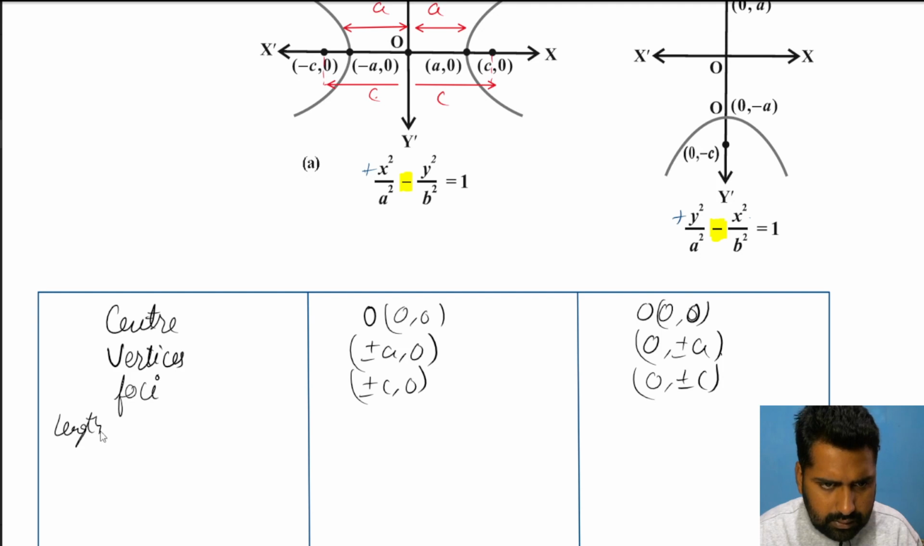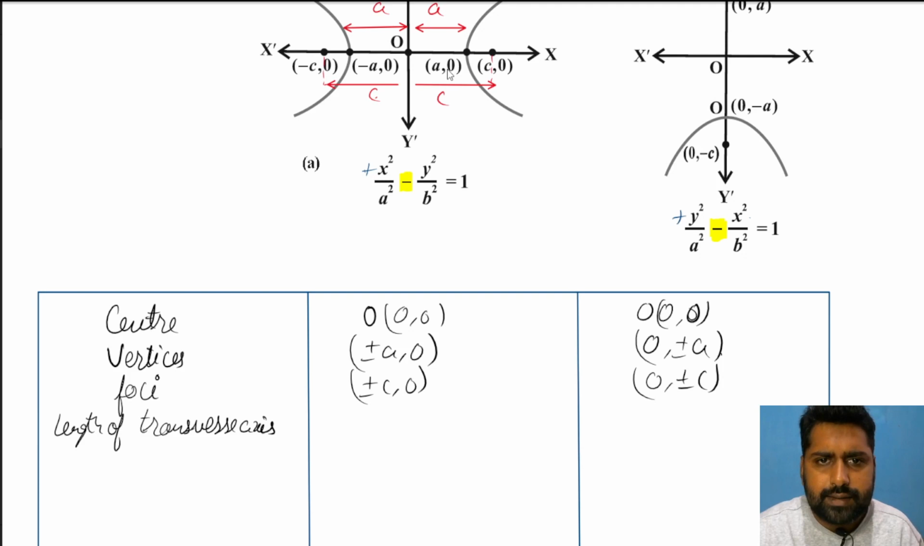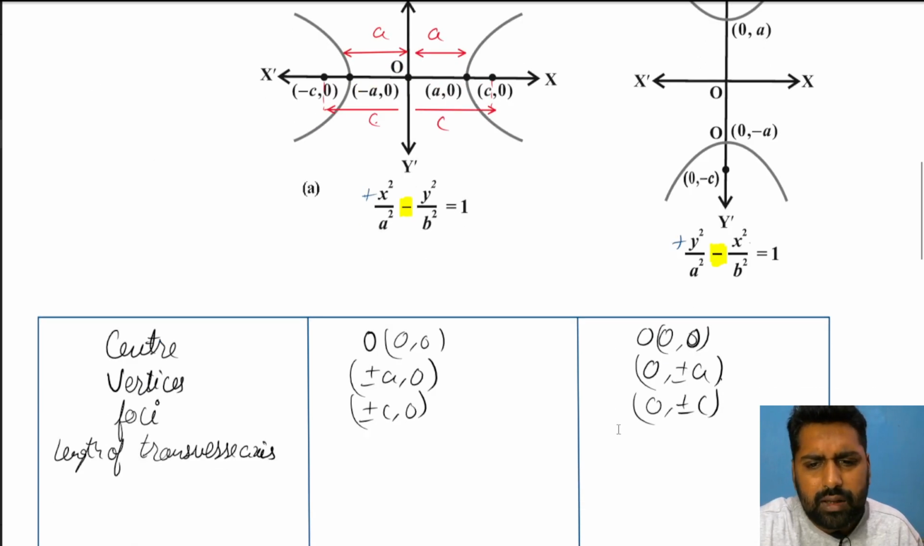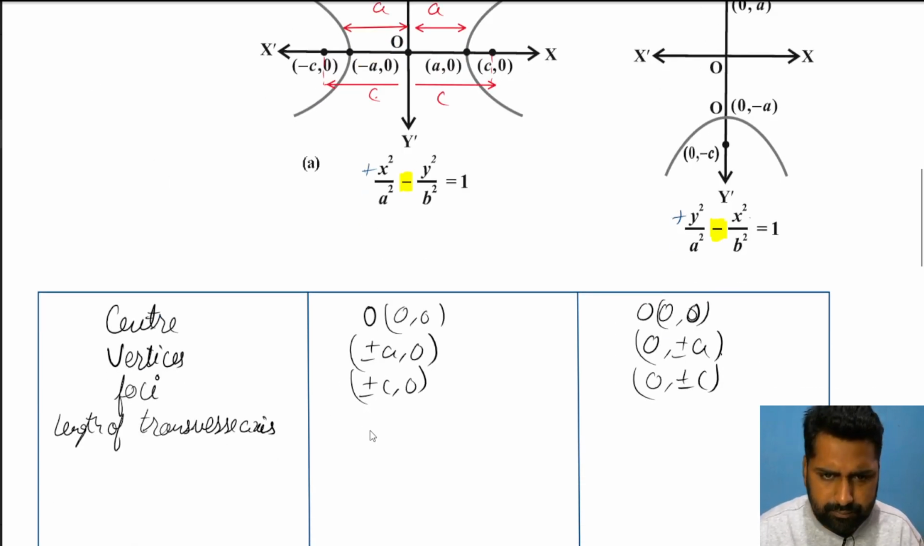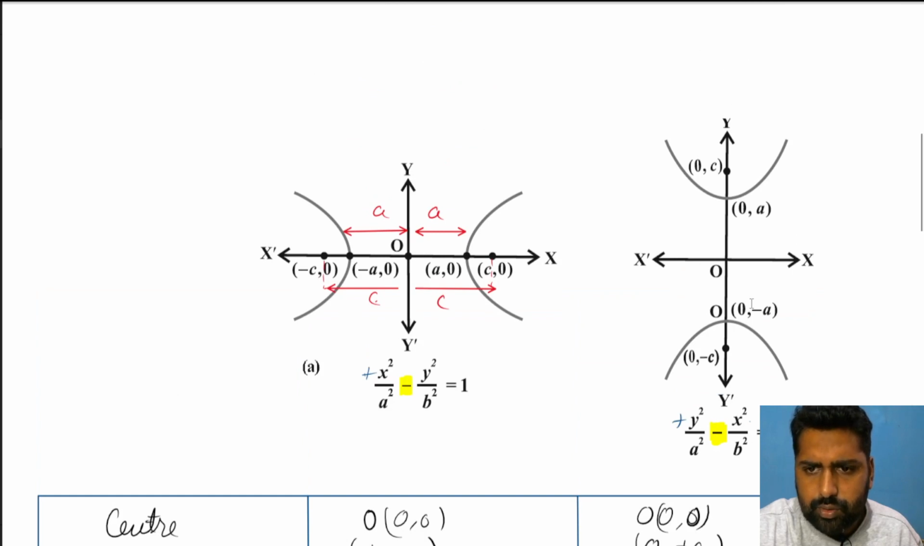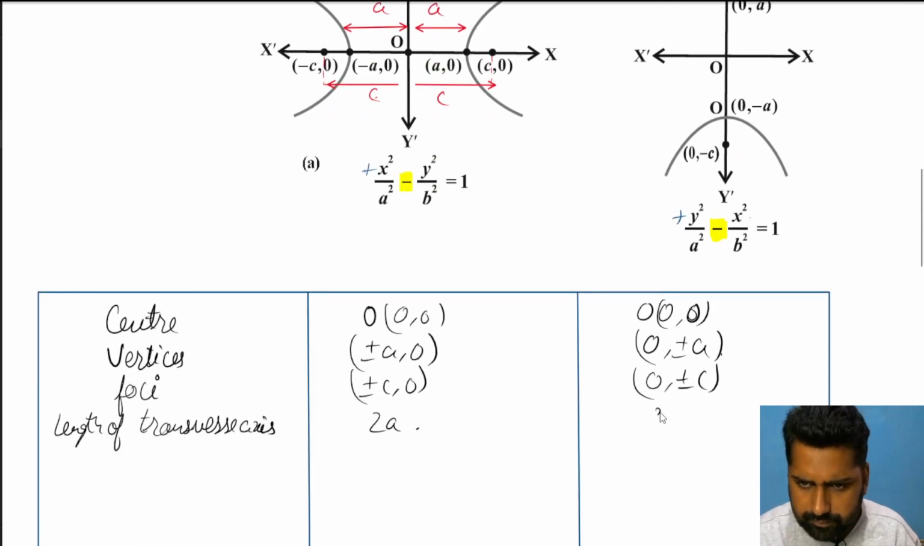Then the length of the transverse axis. The length he's talking about is this length. How much is this length? It means how much is the distance between the two vertices. So that's A and A, so 2A. It's like the length of the major axis pretty much, 2A. Here also it is A and A, so 2A. Same thing.